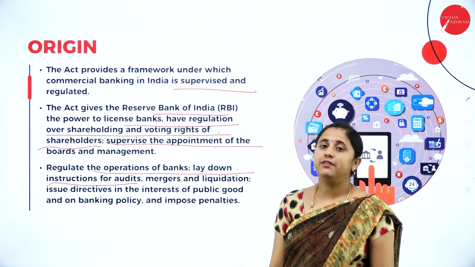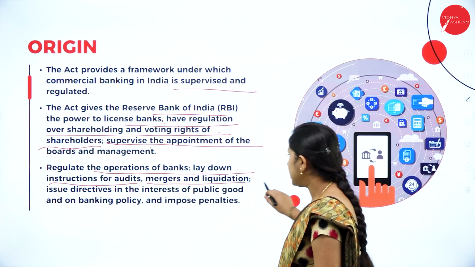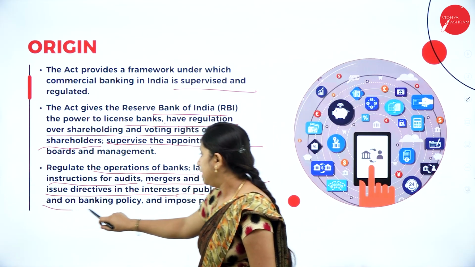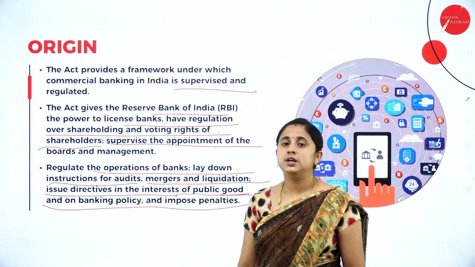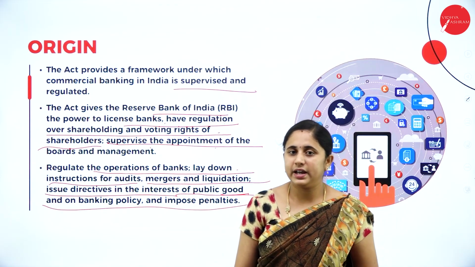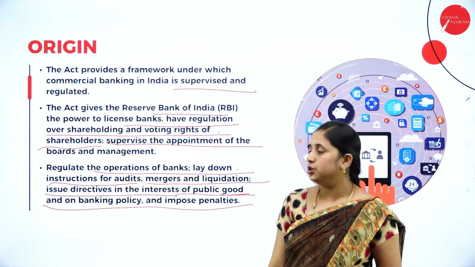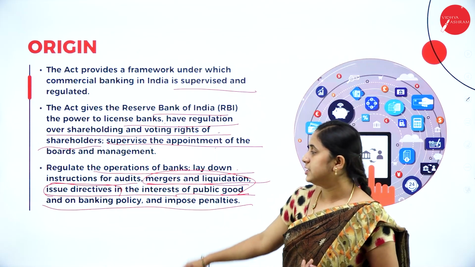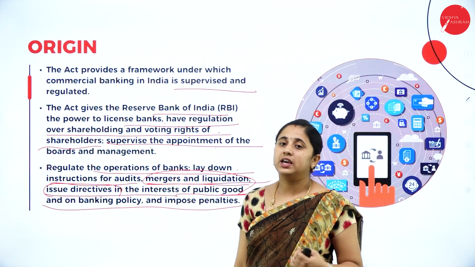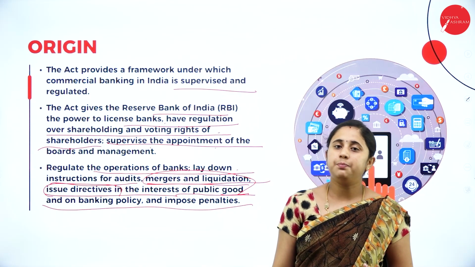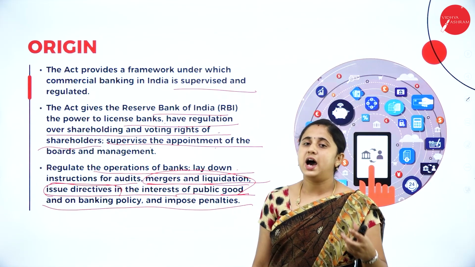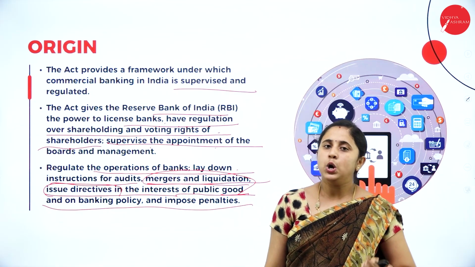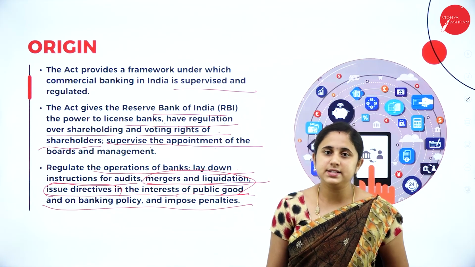Then they give instruction for the audits, merger and liquidation, and issue directives in the interest of the public on banking policies, and impose penalties. So they protect the public interest, and they control and direct mergers and liquidation. Through this act, RBI got the power to control, regulate and give instruction to commercial banks, cooperative banks as well as all the banking sectors in India.